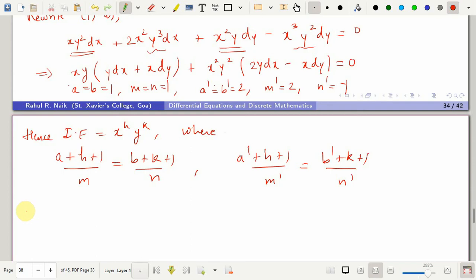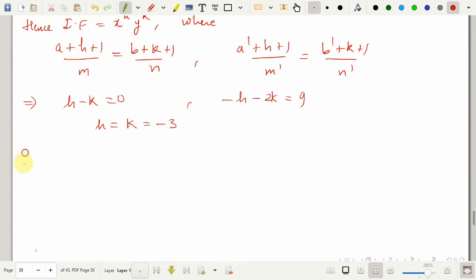After substituting, you'll get two equations. The first equation you'll get over here, h plus 2 is equal to k plus 2, which gives us h minus k is equal to 0, and this gives us minus h minus 2k is equal to 9. Solving this, you can verify the value that you will be getting for h and k is equal to -3, and hence the integrating factor is x raised to -3 into y raised to -3, that is the same as 1 by x cube into y cube.